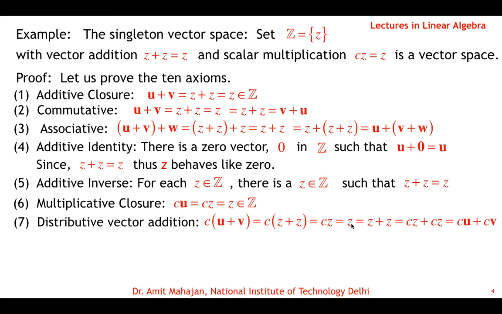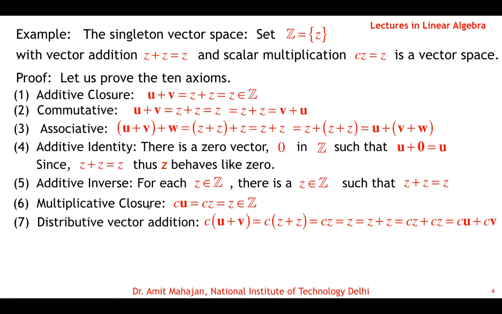And now the addition backwards, we can apply z as z plus z. And then each z we can apply scalar multiplication backwards, that z can be written as c times z. So z can be written as c times z, and this z can also be written as c times z. So c times z is our, this z is our u vector, and the second z is our v vector, so cu plus cv. So distributive vector addition is also satisfied.